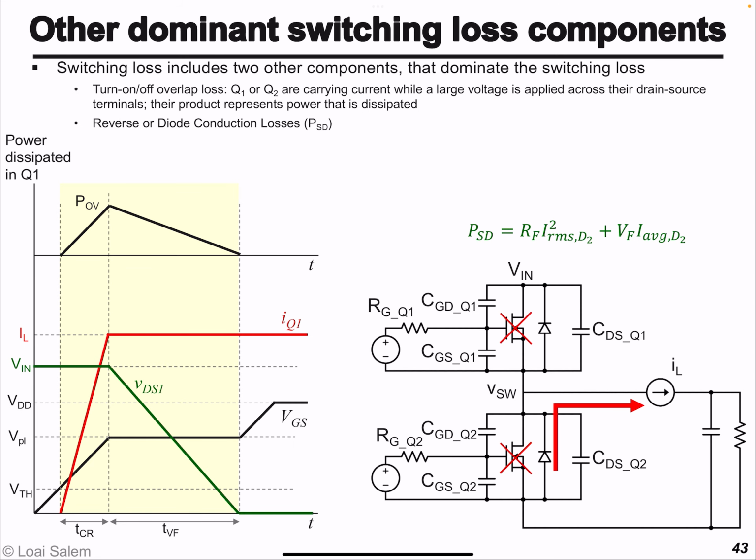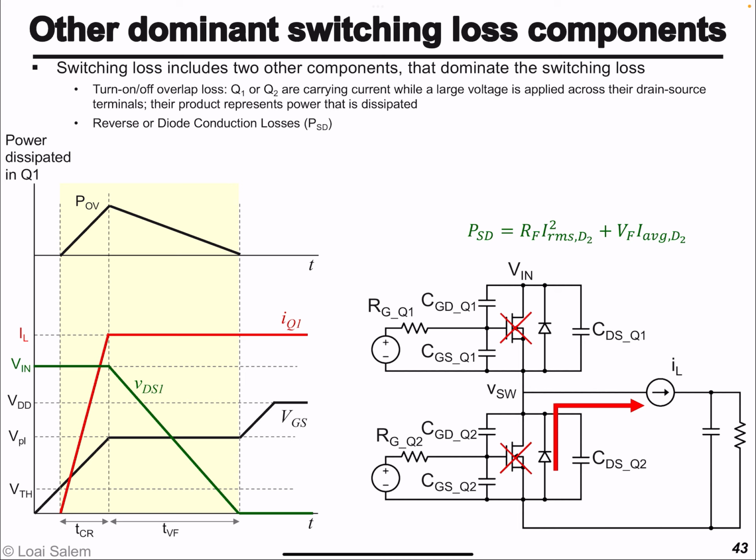One last point is, as I mentioned, this is a very simplified way to calculate the losses of a buck converter or generally any other converter, just considering the conduction loss and the switching loss. However, there are other more important and actually dominant loss components, but they are a little advanced.